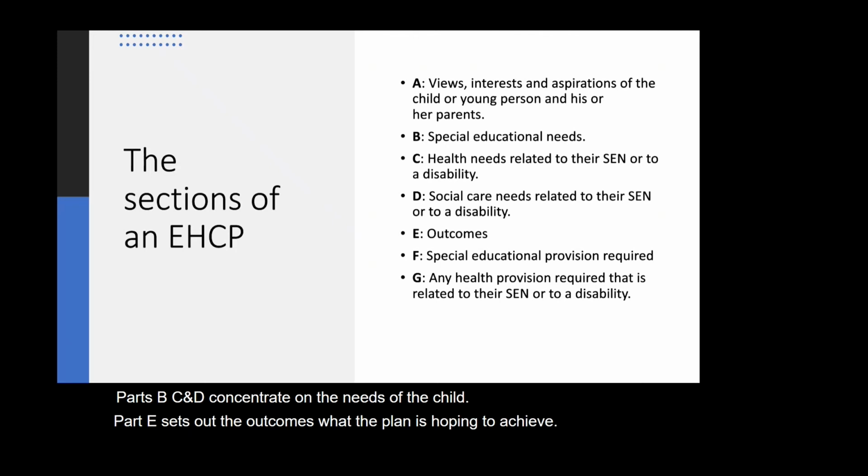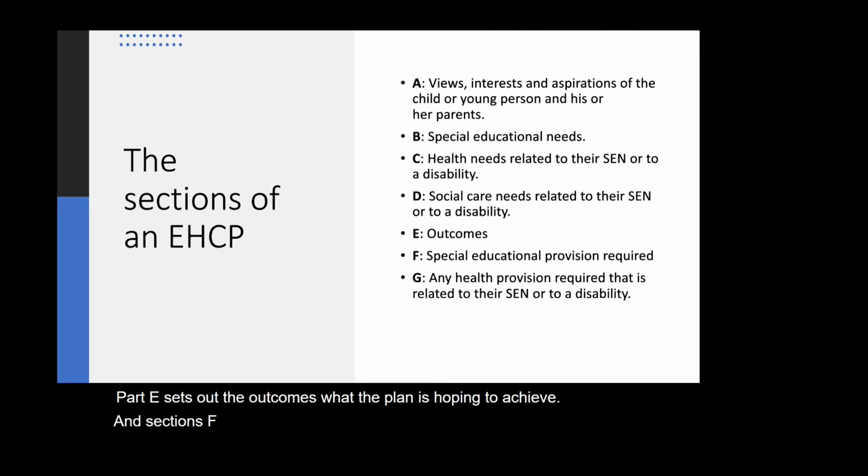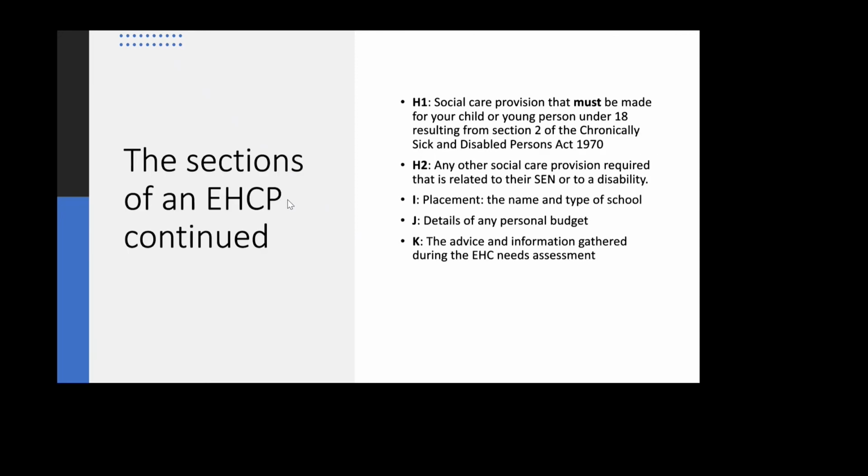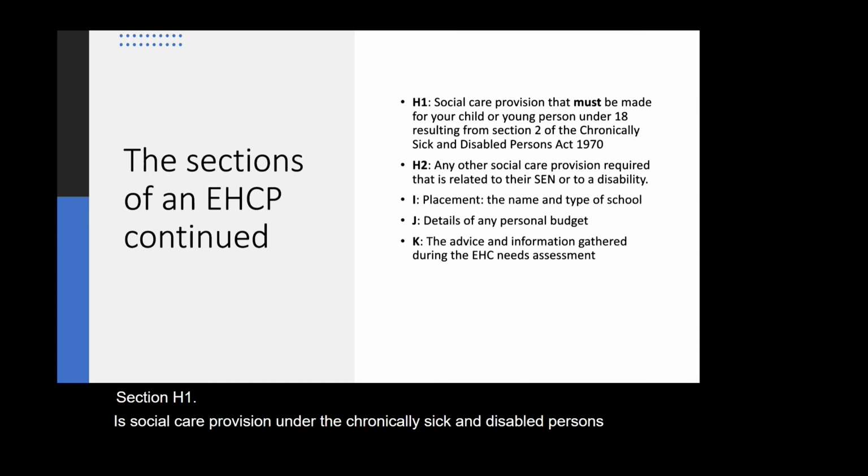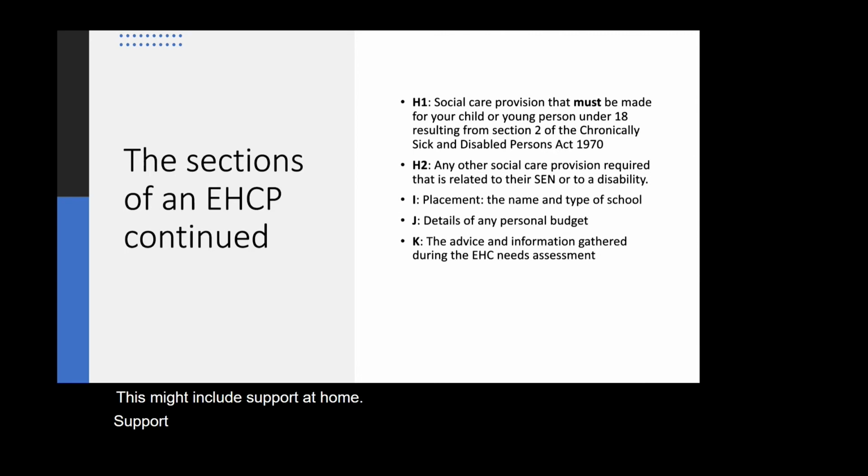And sections F, G and H explain the provision, i.e. the support needed to meet those needs that are set out in parts B, C and D. We will look at that a bit further in a moment. Looking at the remaining sections of the EHCP, section H1 is social care provision under the Chronically Sick and Disabled Persons Act. This might include support at home, support to access the community, and help with adaptations to the home.